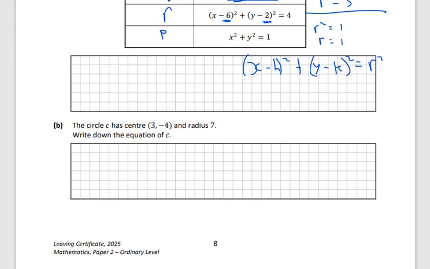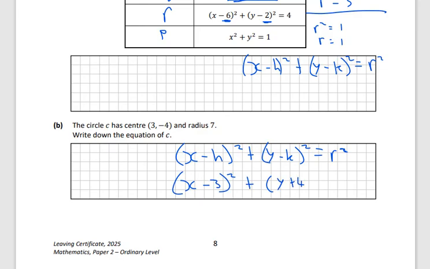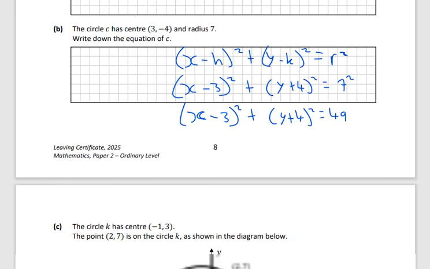So because C has center (3, -4) and radius 7, write down the equation of C. We just have to use our formula (x minus h) squared plus (y minus k) squared is equal to r squared. So (x minus 3) squared plus, now it's y minus minus 4, that means it's (y plus 4) squared is equal to 7 squared, and I'll just write it out again, squaring out the 7. You'll need to do that to get the full marks. Is equal to 49.